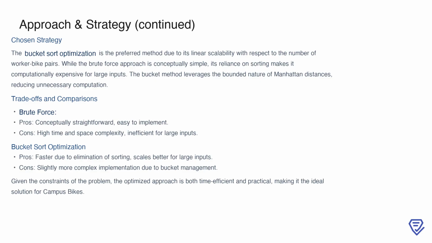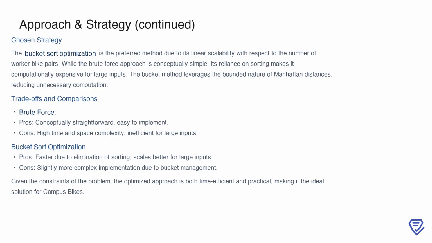This approach is particularly well suited for scenarios with a large number of workers and bikes, as it processes pairs efficiently without being impacted by the size of the grid. In terms of trade-offs, the brute force approach is simpler in design but limited in scalability, whereas the bucket sort method requires careful bucket management but offers superior performance. Given the constraints of the campus bikes problem, the bucket sort optimization is the ideal choice, balancing efficiency with practical implementation requirements.